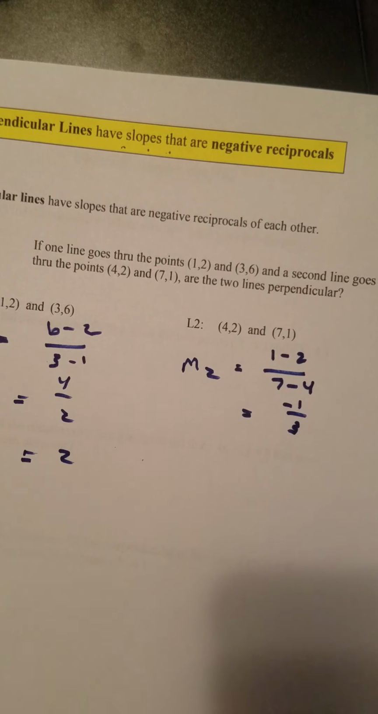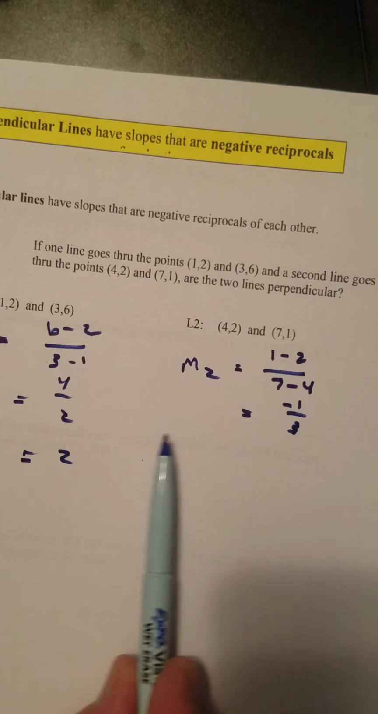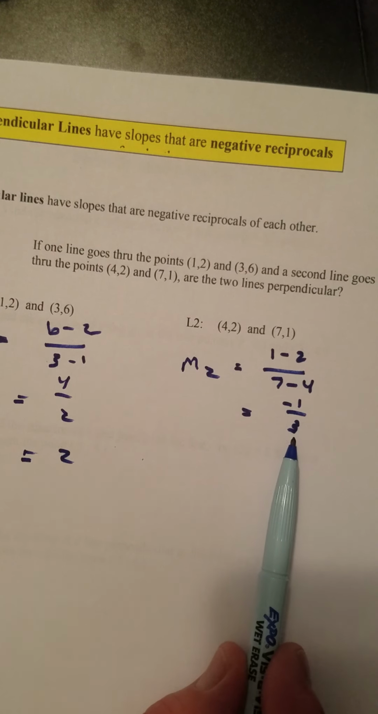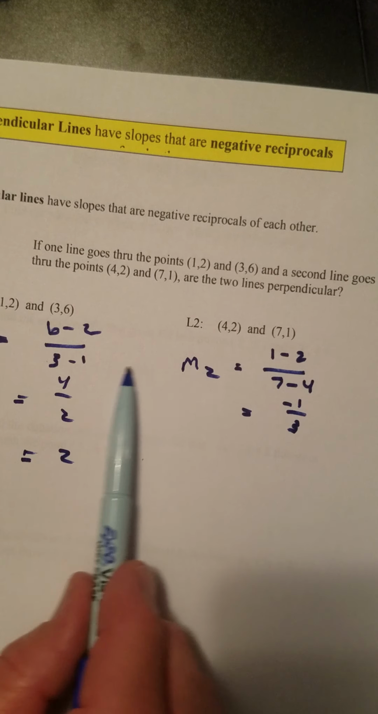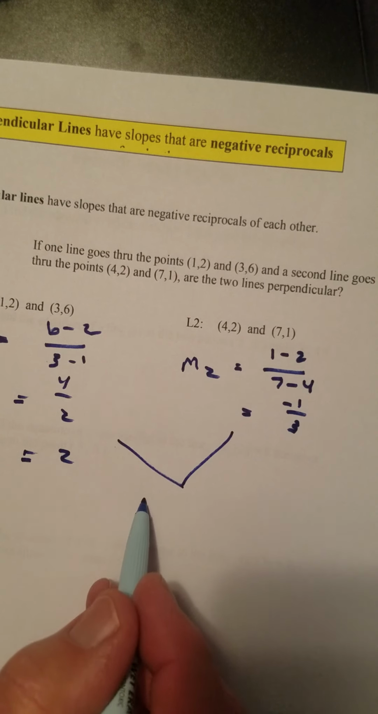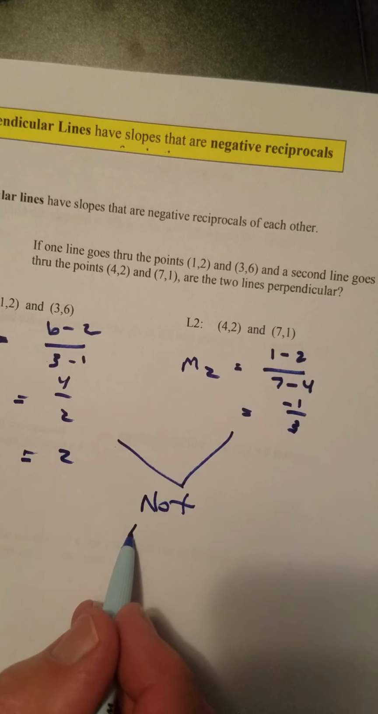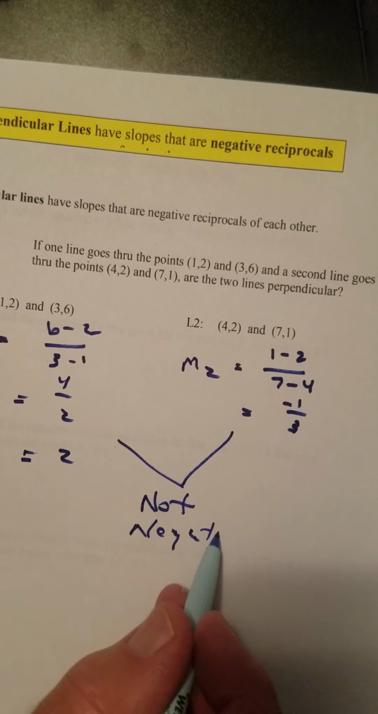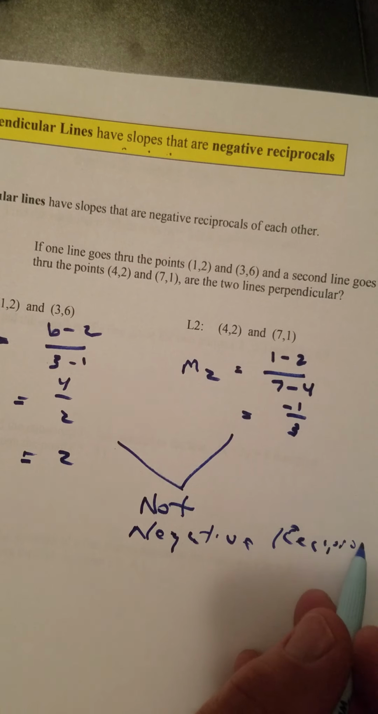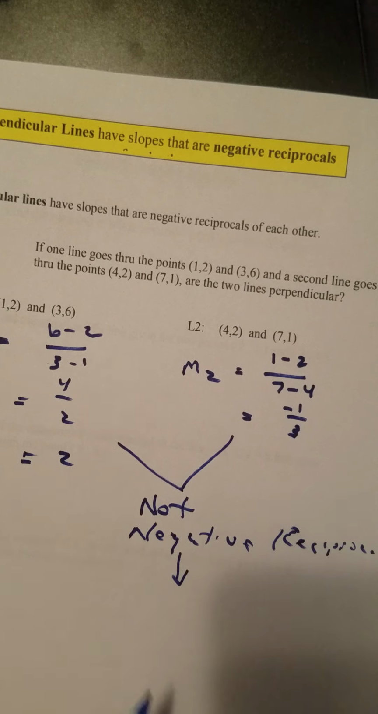So we're talking about perpendicular. You're going to say, are these negative reciprocals of each other? Well, if this was 2, this had to be what? Not negative 1/3, negative 1/2 would have worked. Or if this is negative 1/3, then this would have had to have been 3 on that side. So you look at those, you say they are not negative reciprocals. Therefore, they are not perpendicular.